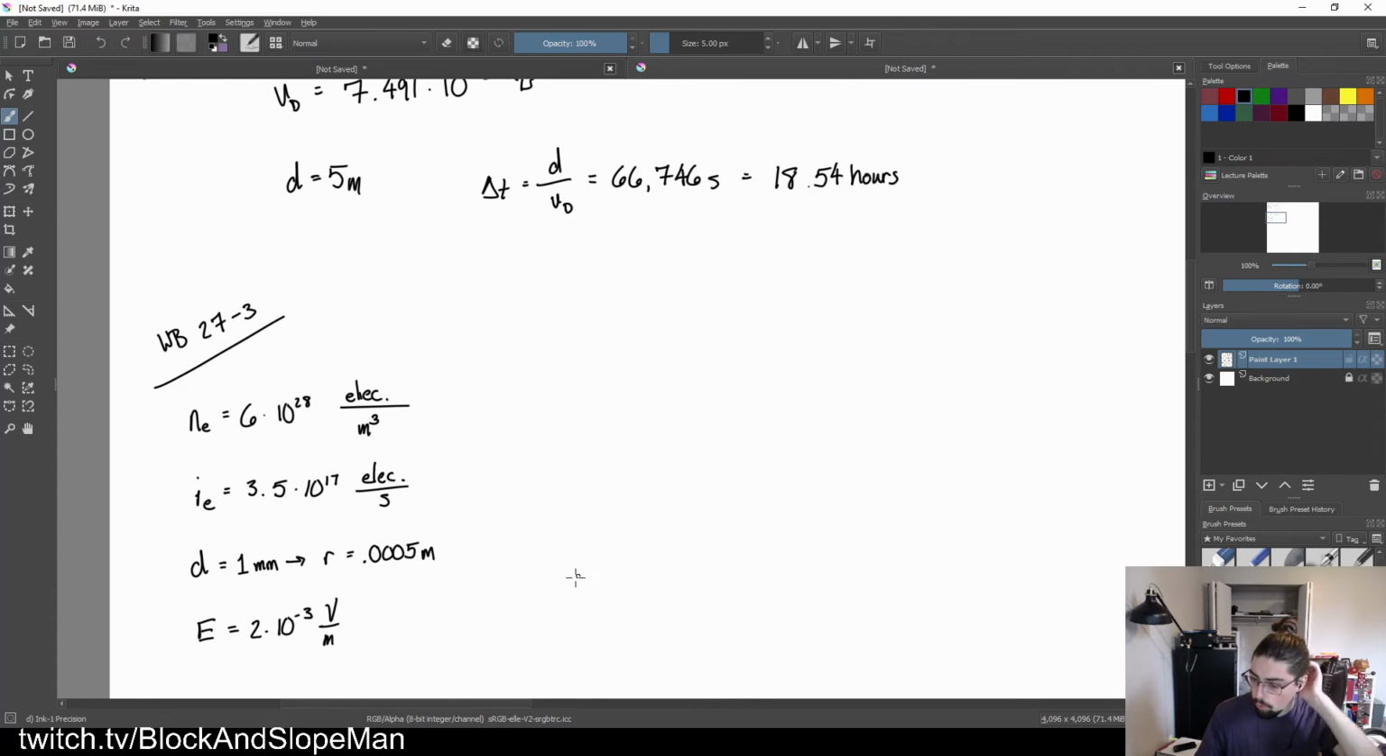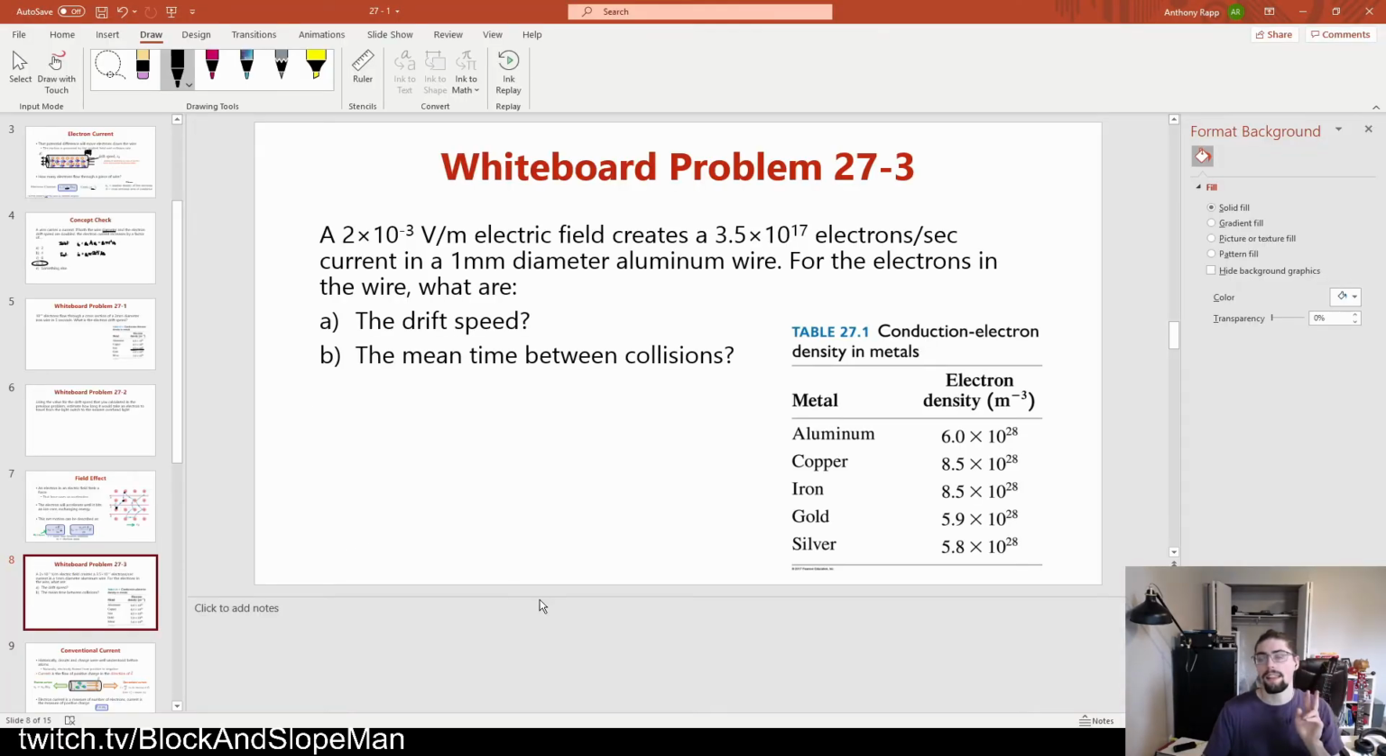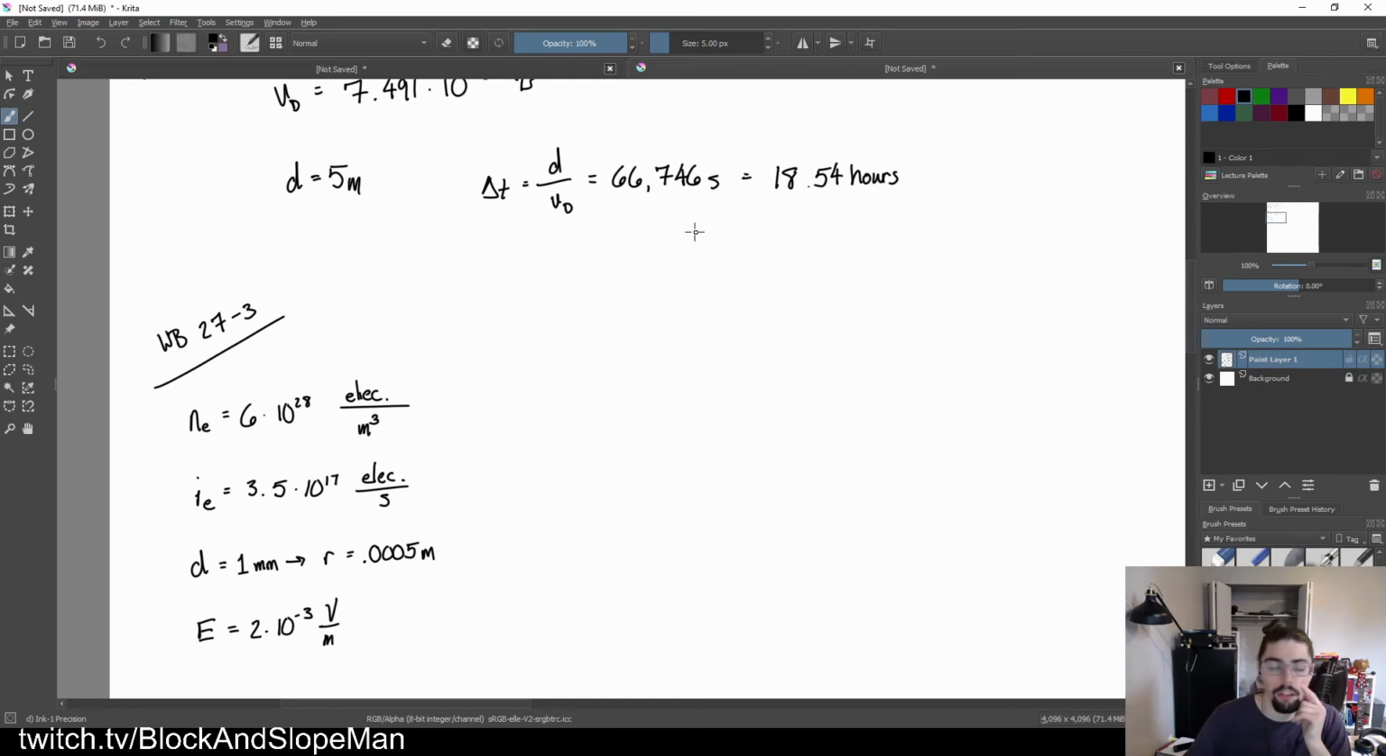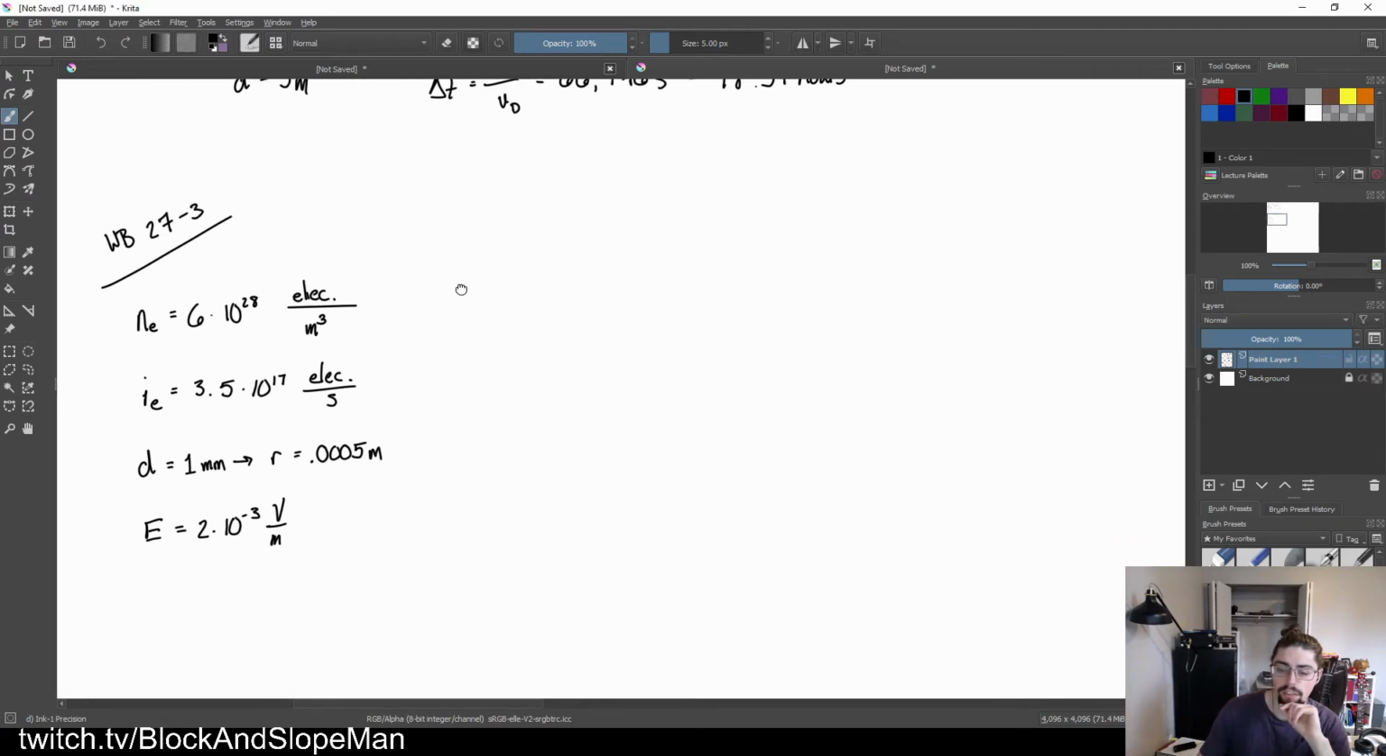Okay, so we need to find first the drift speed and then the mean time between collisions, and we're going to need to do this in that order too. So that'll help out a little bit here. Keep this nice and quick. I'm going to start with my electron current equation. My electron current equation is the number density times the cross-sectional area times the drift velocity. Drift velocity is the thing that we're chasing here. Area, as we know, is just pi r squared. Go ahead and write that out, though.